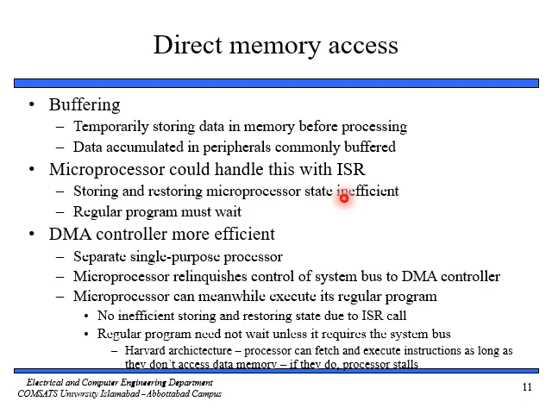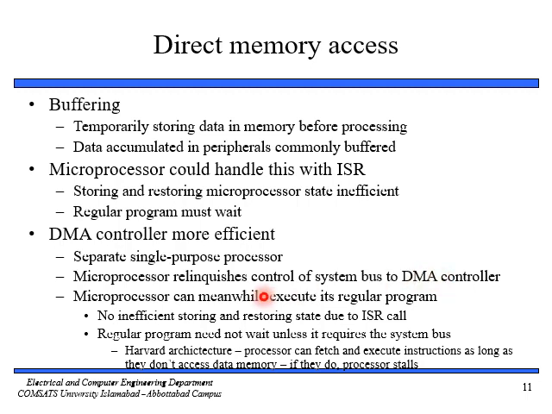And the main program which you are executing, you have to wait. So the regular program must wait. So we usually avoid this and we take advantage of direct memory access. DMA controllers are more efficient. Why? Because DMA uses a separate single purpose processor. The microprocessor relinquishes control of the system bus to DMA.